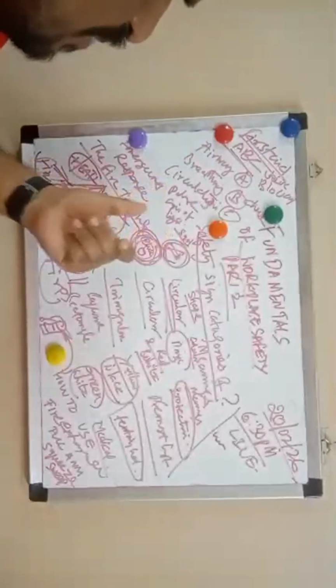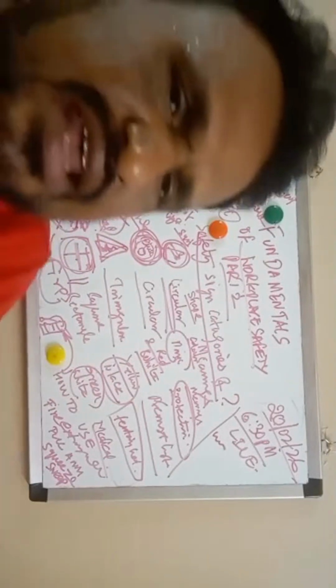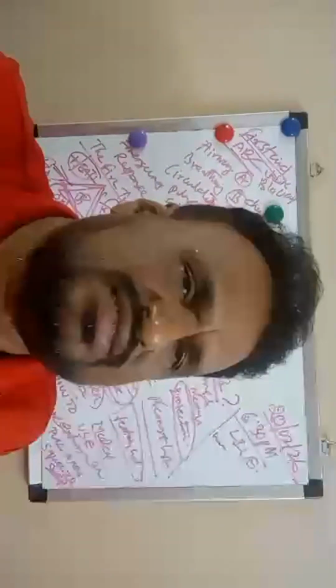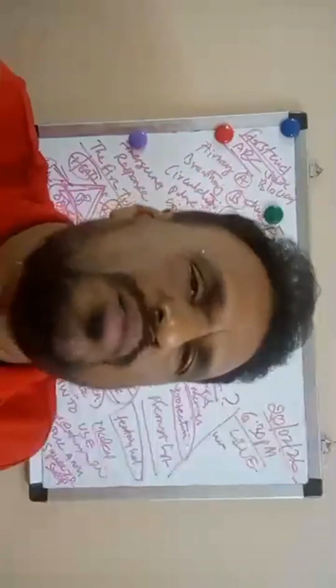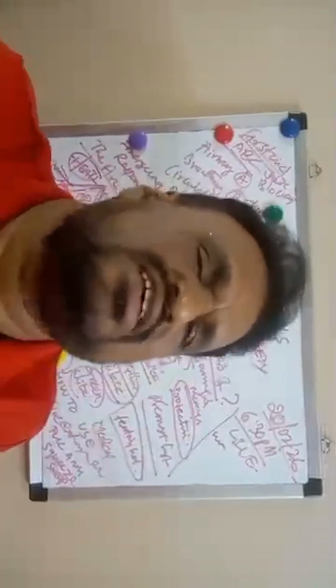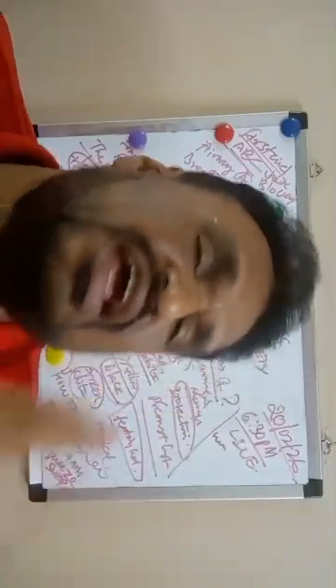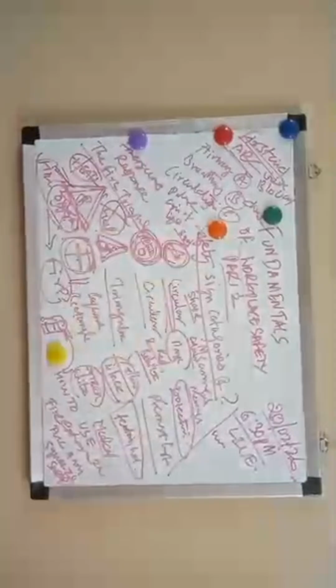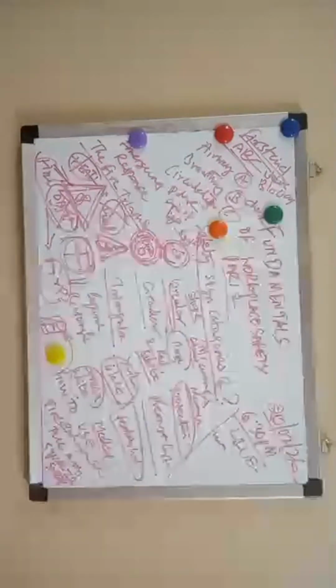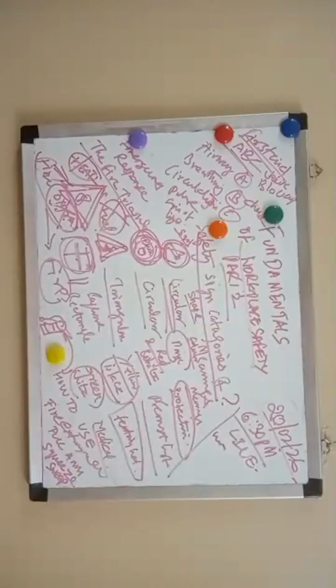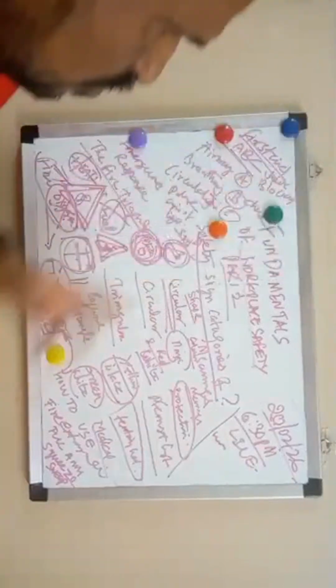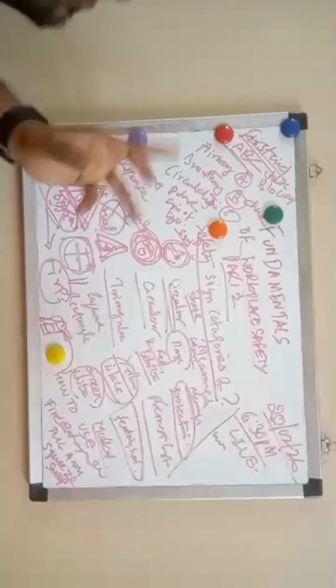Then circulation: is the pulse there or not, is there a proper heartbeat, is blood circulating in the body? You have to check that. So whoever is injured, however serious, you must immediately check A, B, C: airway, breathing, circulation. That is the first aim.